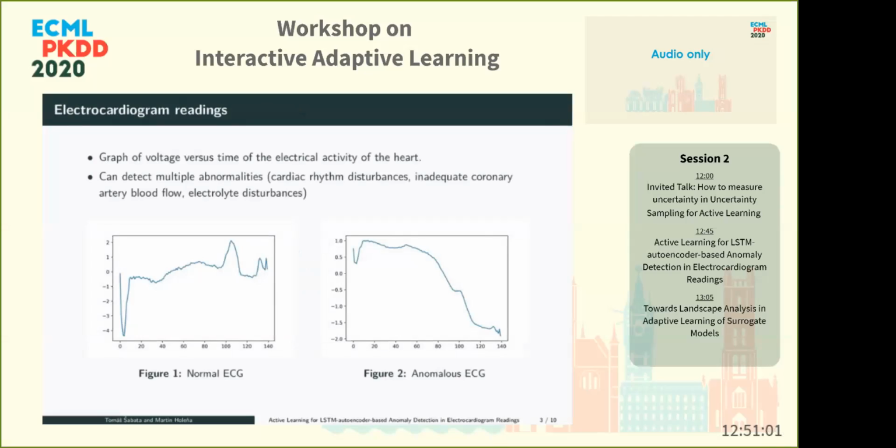We evaluated our method on electrocardiogram readings, which is time series data representing the voltage of electrical activity of the heart at a given time. With this data, multiple types of abnormalities can be seen by an expert, by a doctor. Below, you can see two pictures comparing one heartbeat, where on the left side, a normal ECG can be seen, in comparison to the anomalous ECG on the right side.